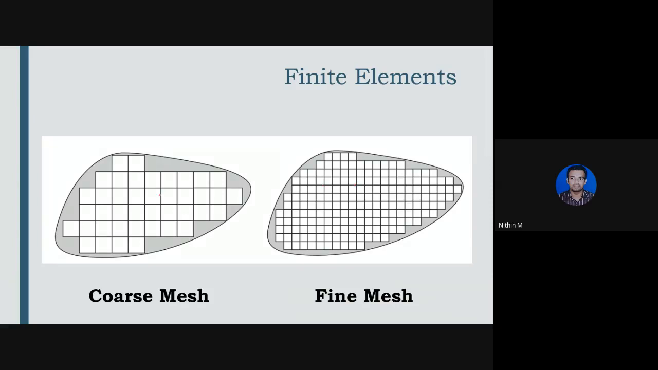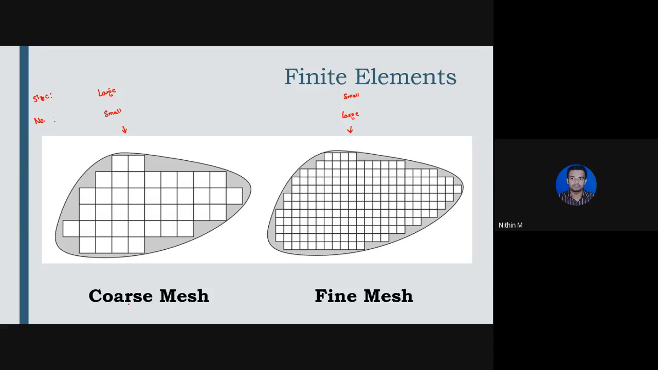So on the left-hand side, the model consists of larger elements. The size of the element is large, whereas the number of elements is small. Here there are two parameters: size of the element and number of elements. In this particular model, the size is large and the number is small. In the right-hand side, the size of the elements is small, whereas the number of elements is large.